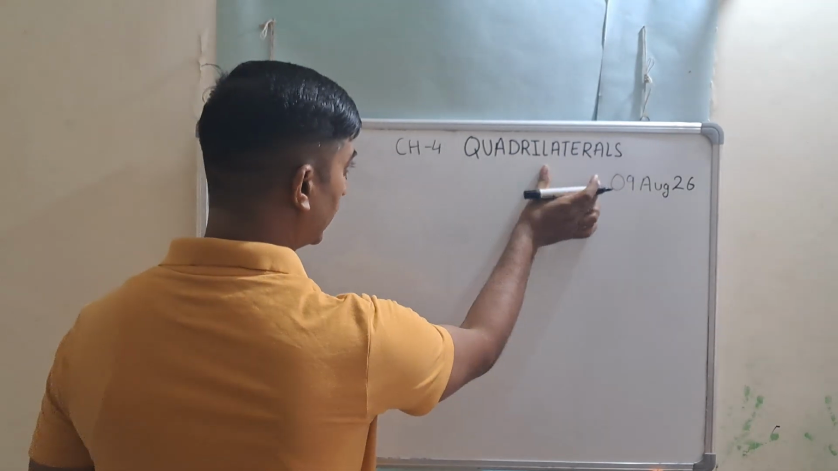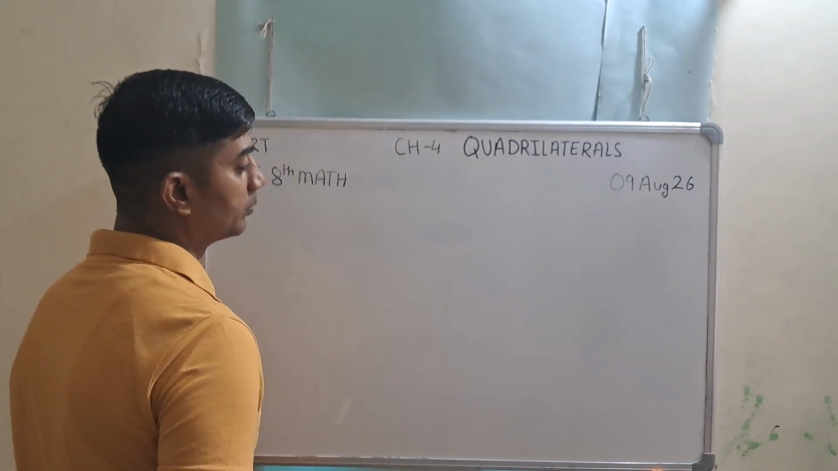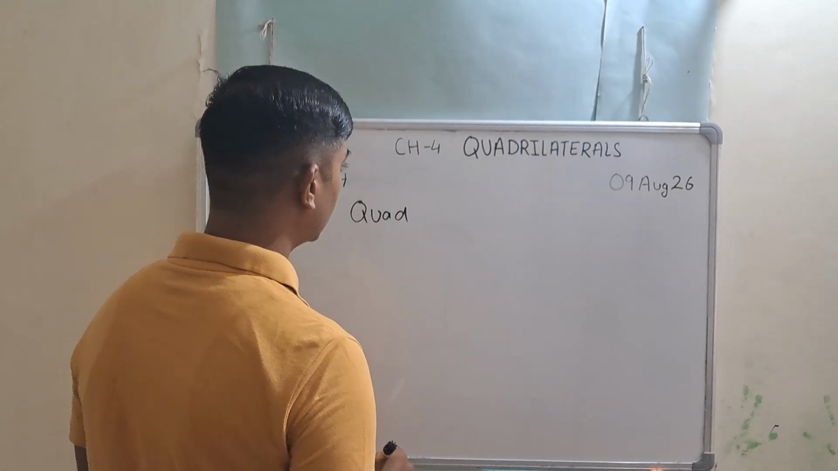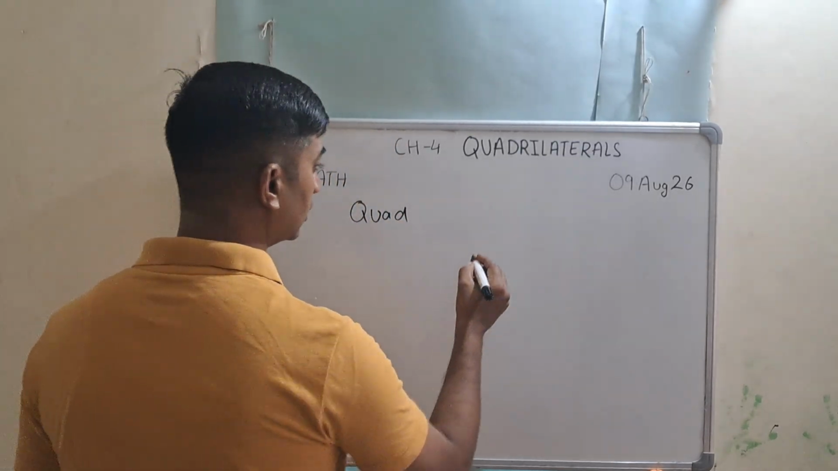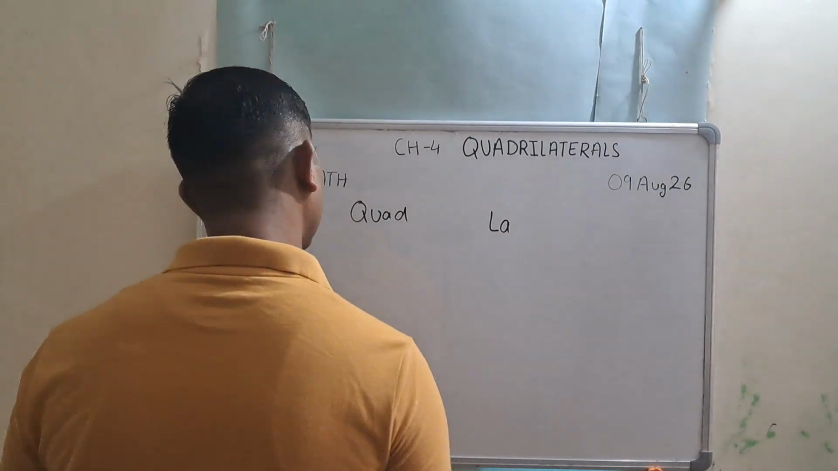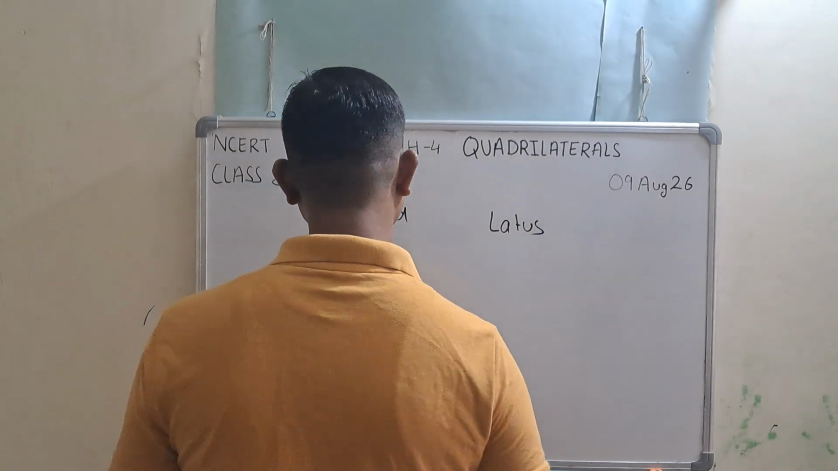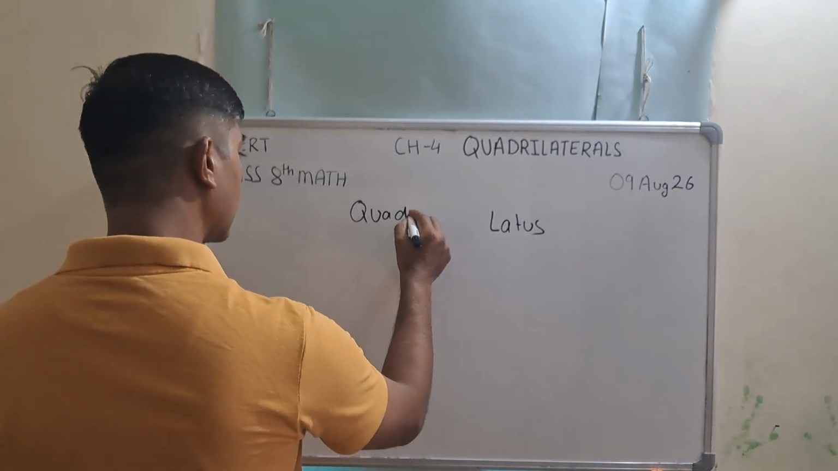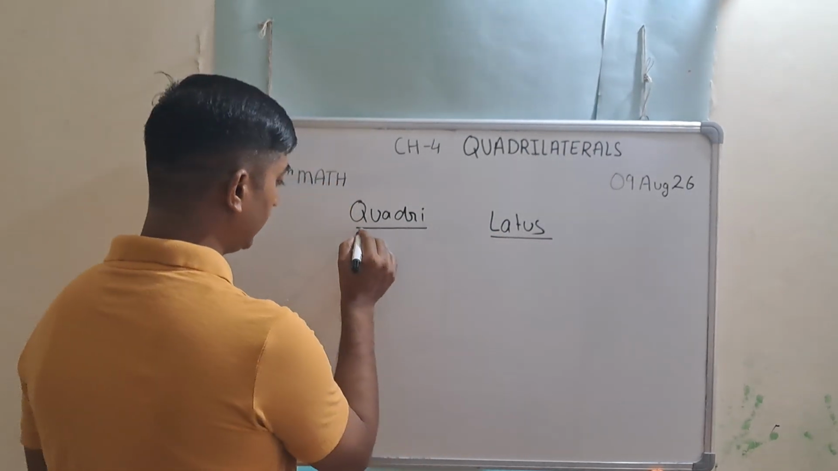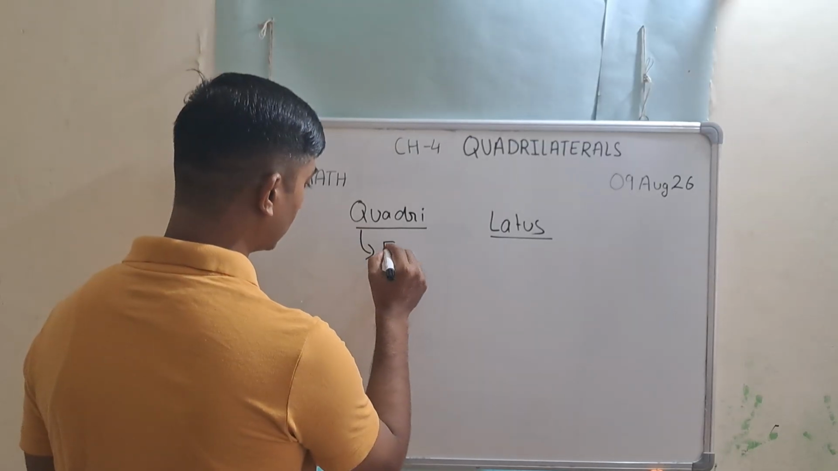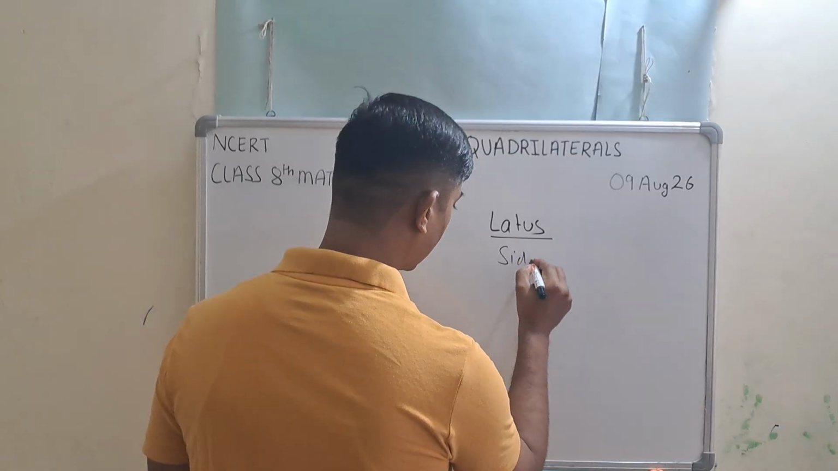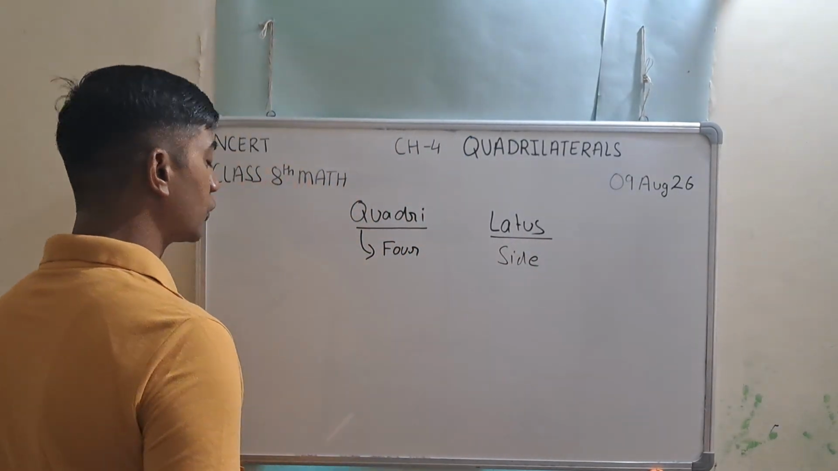What is the meaning of quadrilateral? This word is comprised of two words. This word is comprised of two words, and the meaning of this word is four. Understood? And the meaning of this word is sides. Means something which has four sides. Understood?